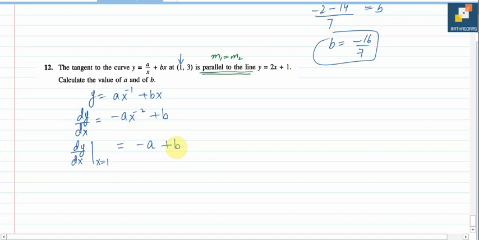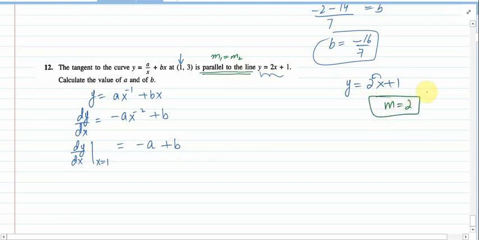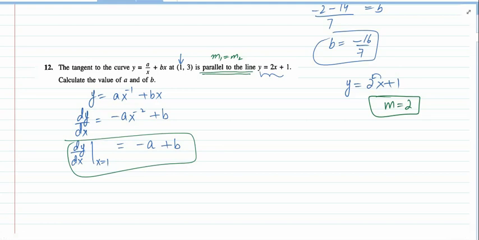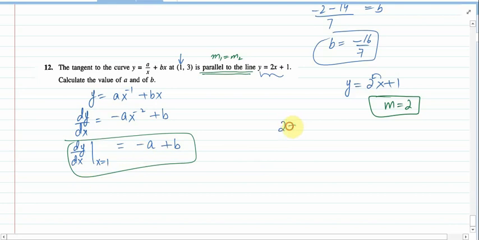Now it says parallel to the line. If I ask what is the gradient of this line, the line is y equals 2x plus 1, and whatever the coefficient of x is, that is basically the gradient, so the gradient is 2. Now we have the value of gradient, 2, and we have the gradient equation, b minus a. If we equate these two, 2 equals b minus a. Now that is my first equation.